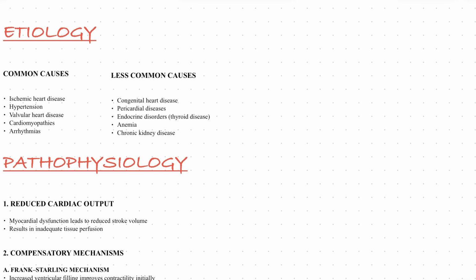Then coming to etiology, we have common causes which you have to know, then less common causes, which are just for filling the pages. First: ischemic heart disease, IHD, hypertension, valvular heart disease, cardiomyopathies, arrhythmias. In less common, we have congenital heart disease, pericardial diseases, endocrinal disorders, anemia, then CKD.